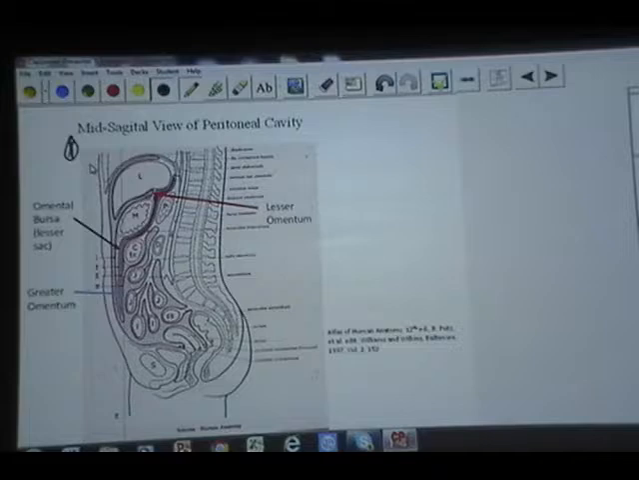Then, this is a diagram of a female sagittal split. Okay, here's the pubic symphysis here. Sitting behind the pubic symphysis is the urinary bladder. Sitting behind the urinary bladder is the uterus in this female.